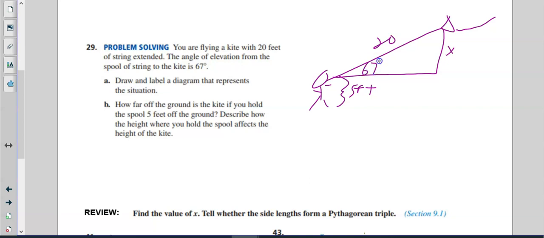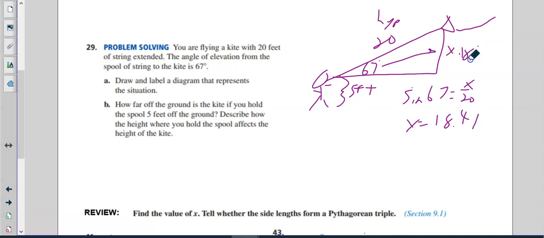This angle we know is 67 degrees. So this is opposite, this is hypotenuse. So we're going to do sine of 67 is equal to x over 20. Just type in 20 times sine of 67, and we find out x is 18.41 feet. Whoops, 41, not 14. 18.41 feet. That's here. But we have to add 5 onto that to find out how far off the ground it is. So that's 23.41 feet.